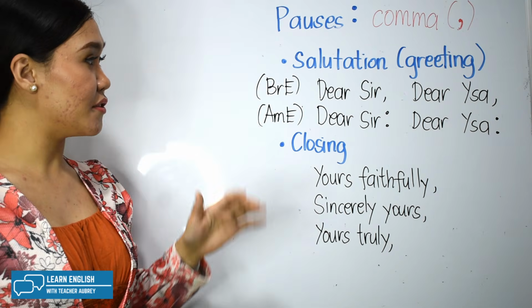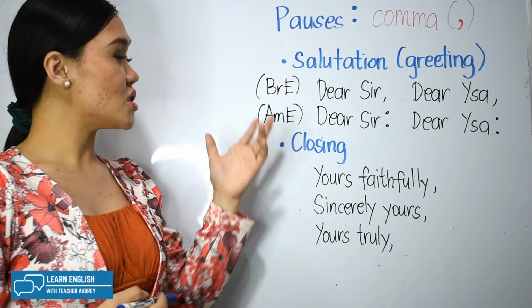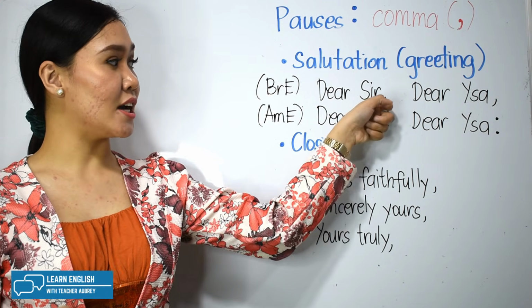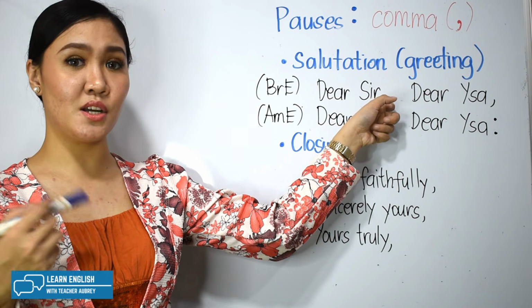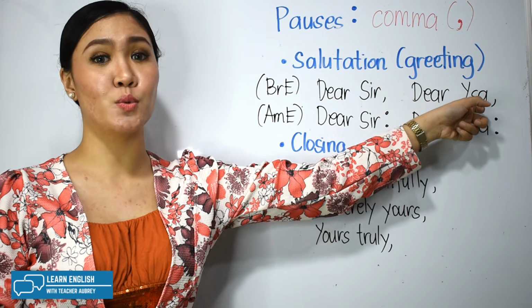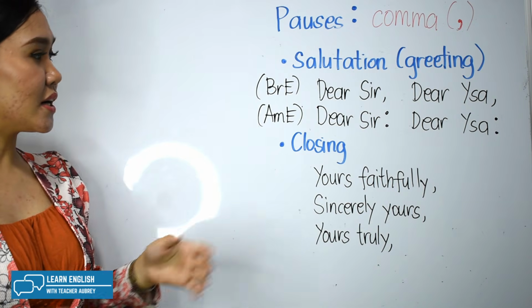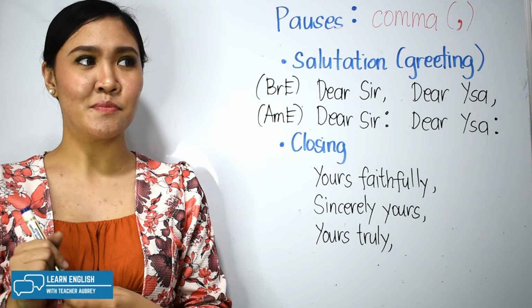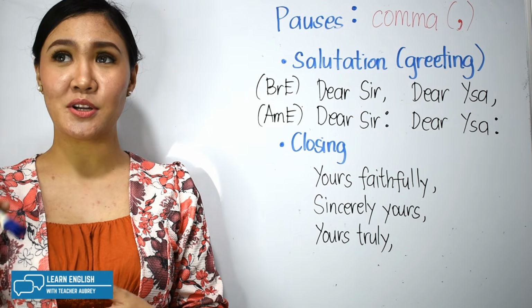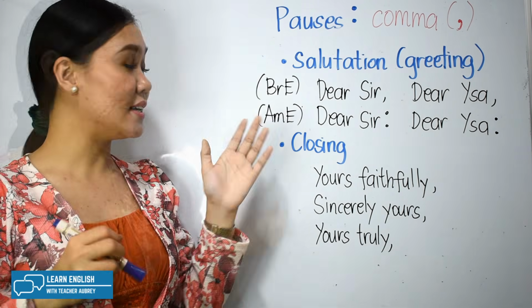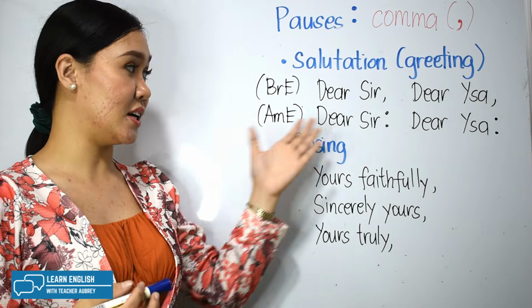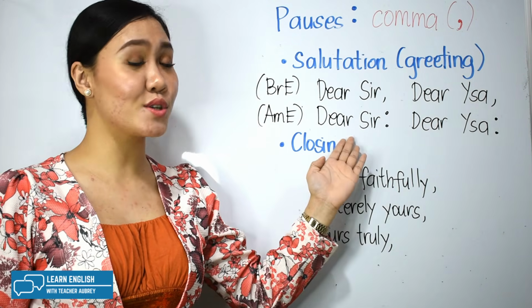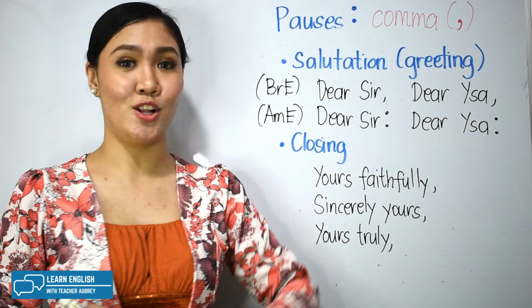But there is a difference. Kapag sa British English, ang ginagamit natin ay comma after the salutation. Dear sir, or dear, the name of the person you would like to address. And for the American English, siguro meron kayong na-encounter na formal letter or nung nag-aaral kayo, na-encounter nyo rin na gumamit kayo ng colon. Yan ang standard for the American English. Colon ang ginagamit. Dear sir, colon. Dear Isa, colon. That's it.